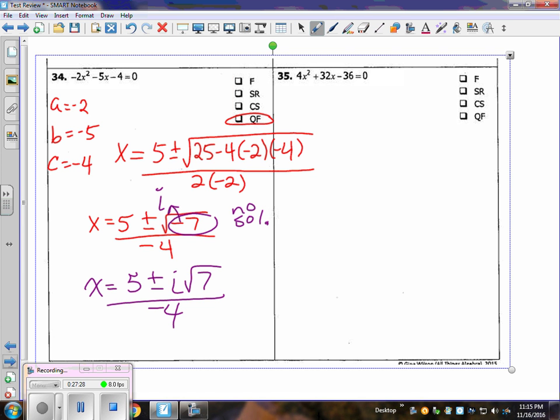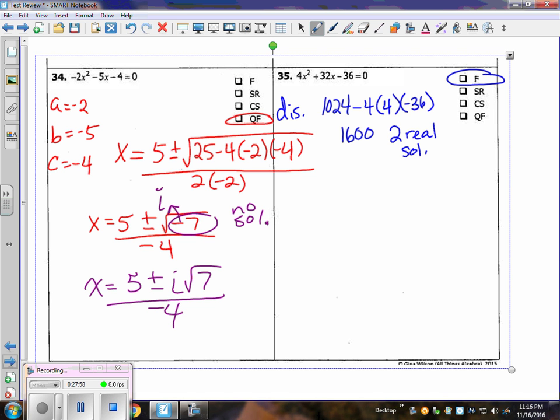Hey, 35. I can do this one by factoring. But first, for honors, we want to check and see what that discriminant is. So when we take b squared, which is 1024, minus 4 times negative 36, that gives me a 1600. So that tells me I'm going to have 2 real solutions.